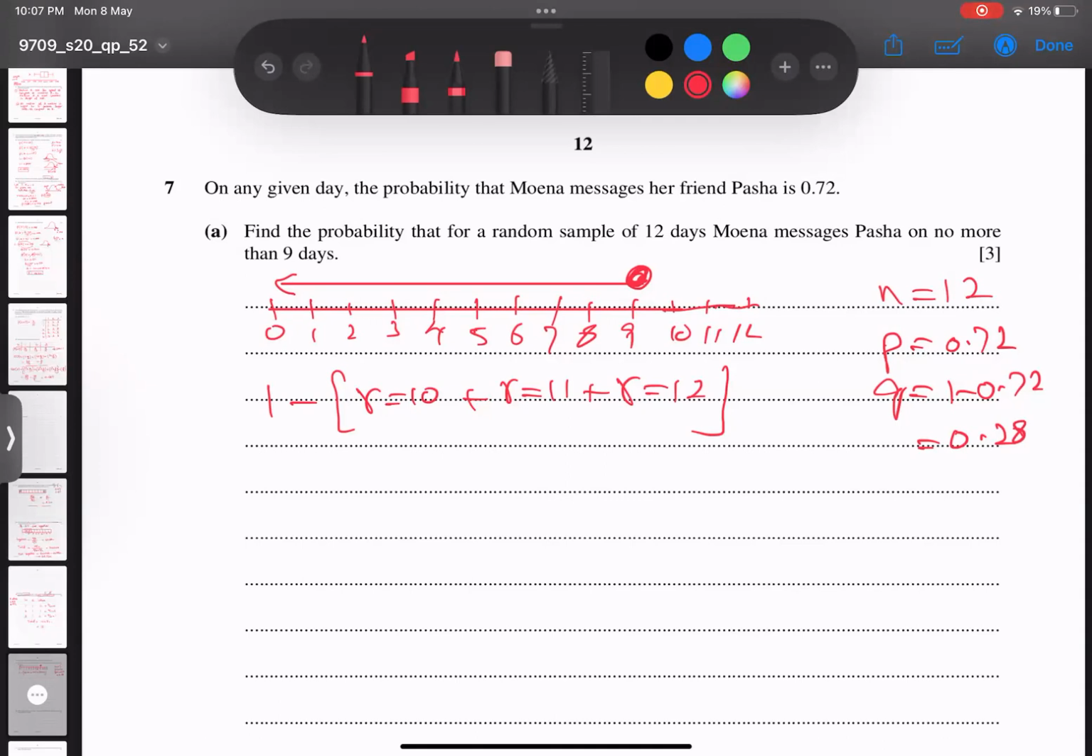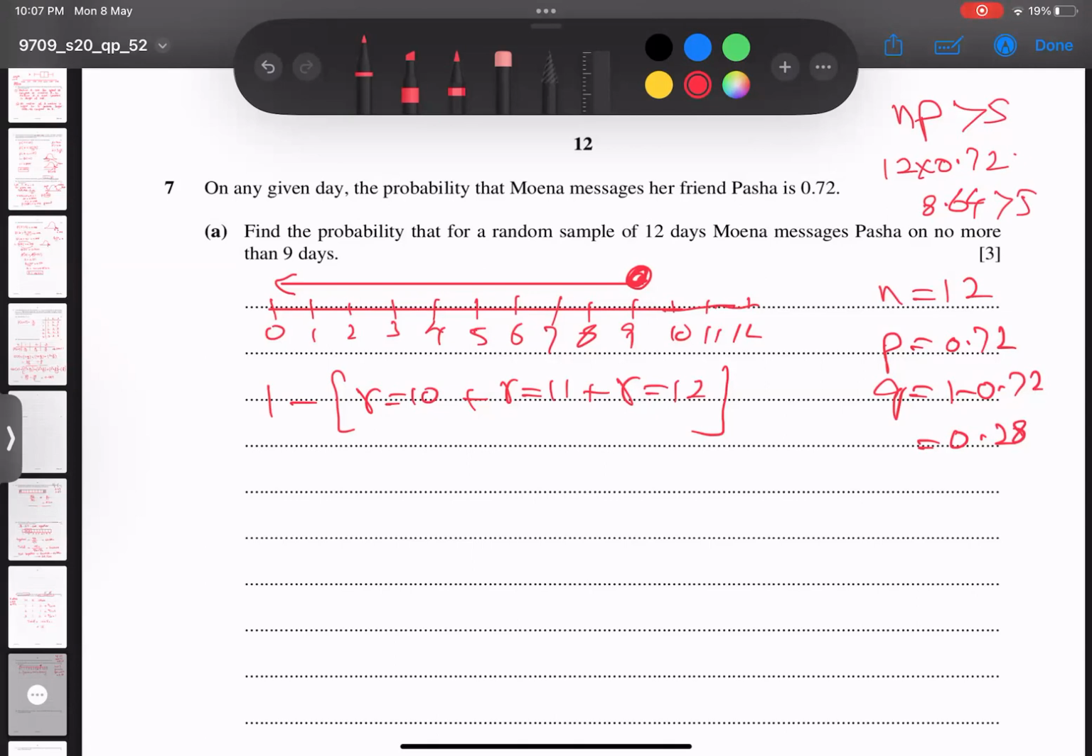Students, look here very carefully. The NP value is coming bigger than 5. How come? N is 12, P is 0.72, and what answer am I getting, students? 8.64, bigger than 5. So whenever NP is bigger than 5, students, we have to go for normal distribution.